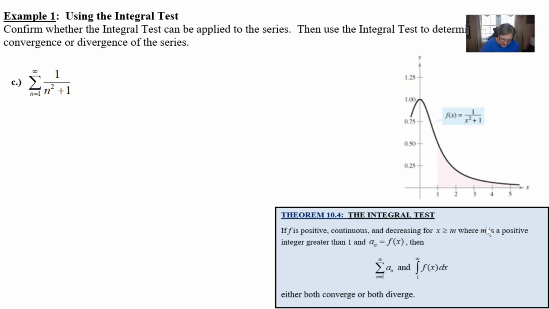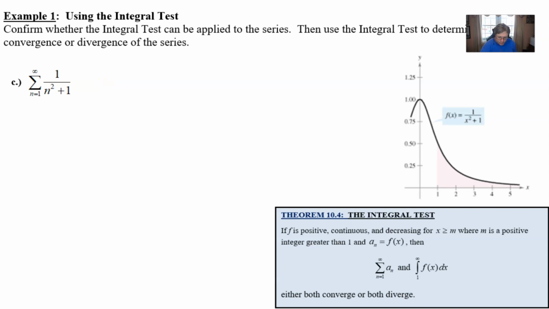So the very first thing that we're going to have to do is revisit our idea of the integral test, which says that we have to have a function that's positive, continuous, and decreasing for some x that's greater than m. Now, let's take care of that before we dive into this part, because again, we might be wasting our time if we integrate this problem.